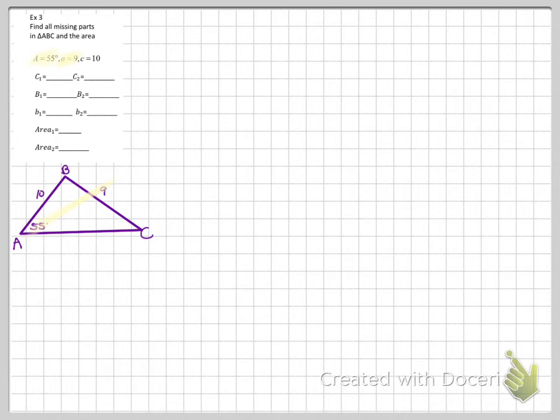So we've got a matching ratio. So sine of 55 over its opposite side, 9, has to equal sine of C over its opposite side, 10. Cross multiply. This time we're solving for an angle, so you need to divide by the 9 to isolate sine C. To undo sine, you need to do inverse sine.